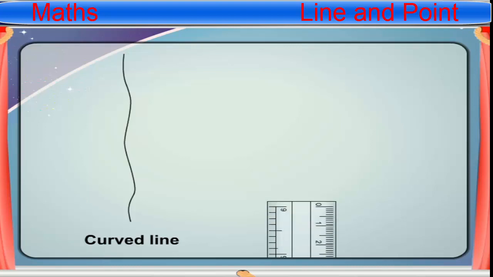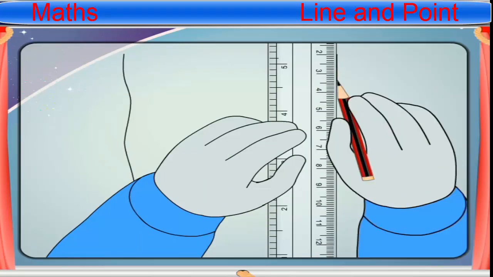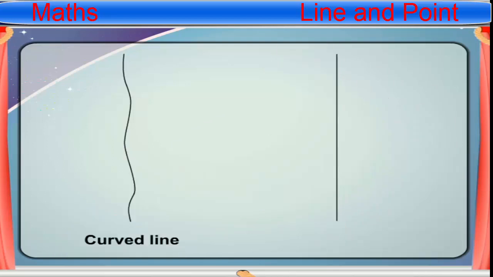Look here. Let me draw a line again. Can you tell me what type of line this is? This is a straight line. Yes, students. This first line is a zigzag line, that is a curved line. And this line that is drawn with the help of a ruler is a straight line.